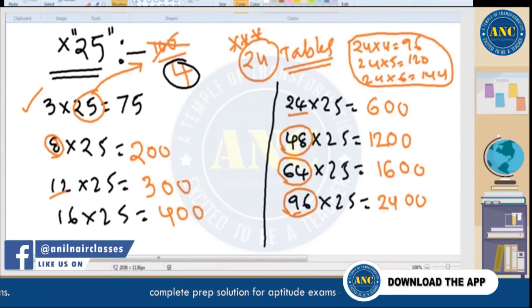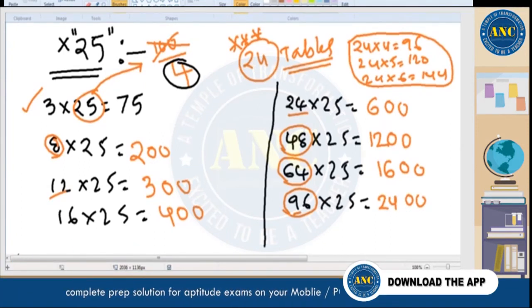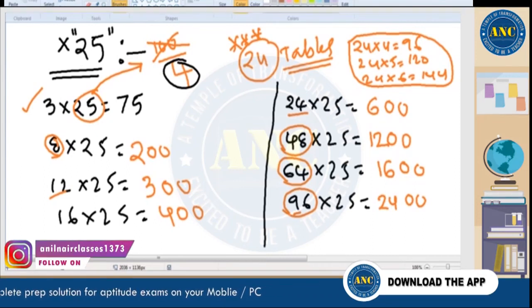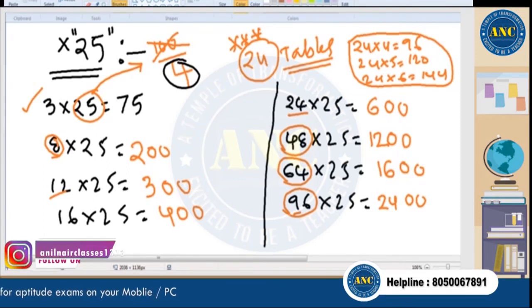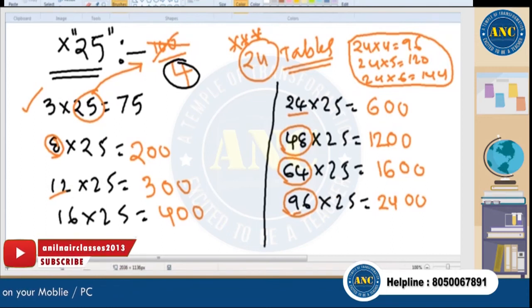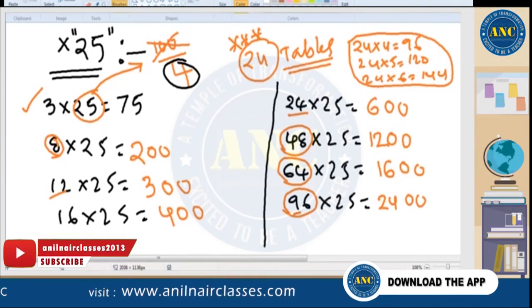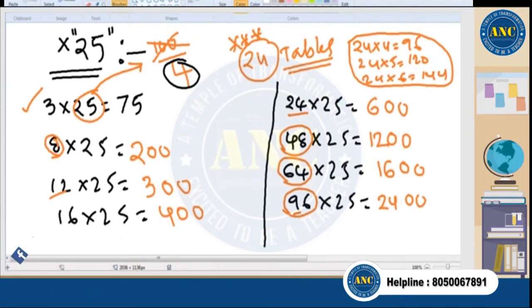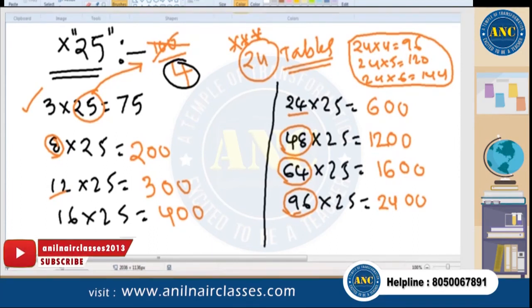So this is the concept. I hope it is clear. And you may ask me, sir, what if the numbers are not perfectly divisible by 4? So we need to work on that also, sir. Okay, sir? Right.